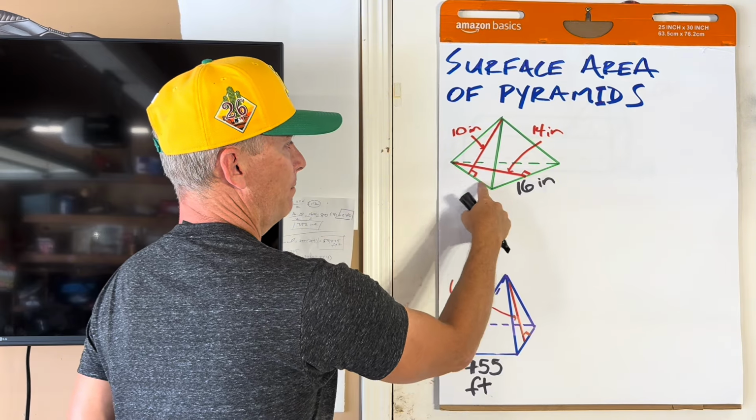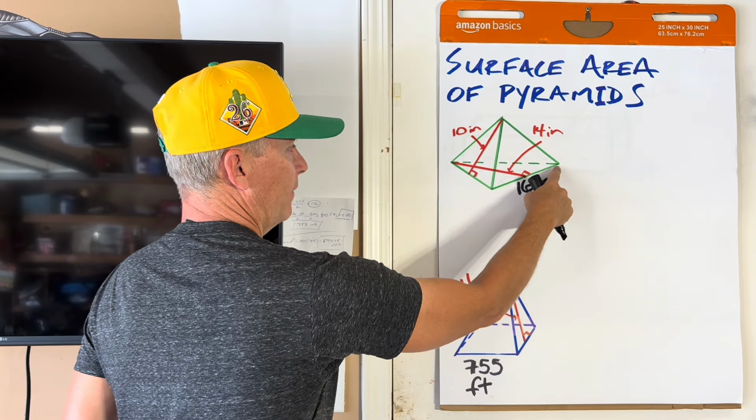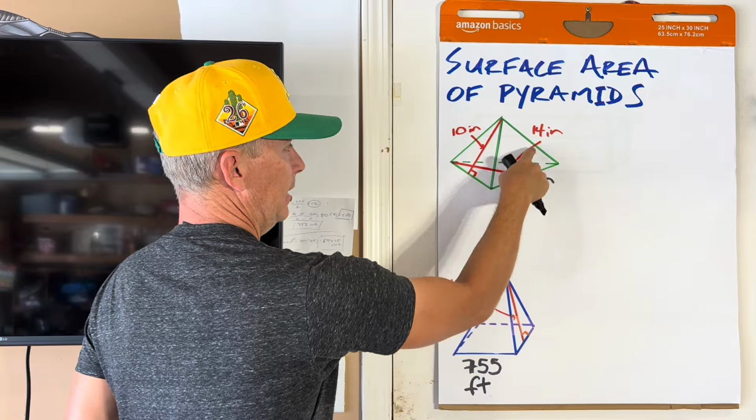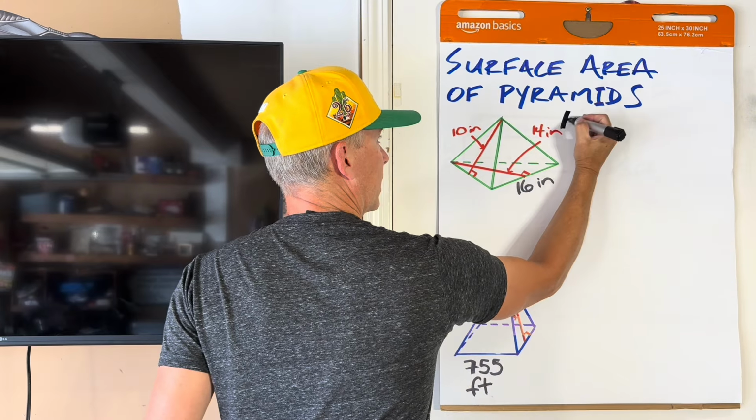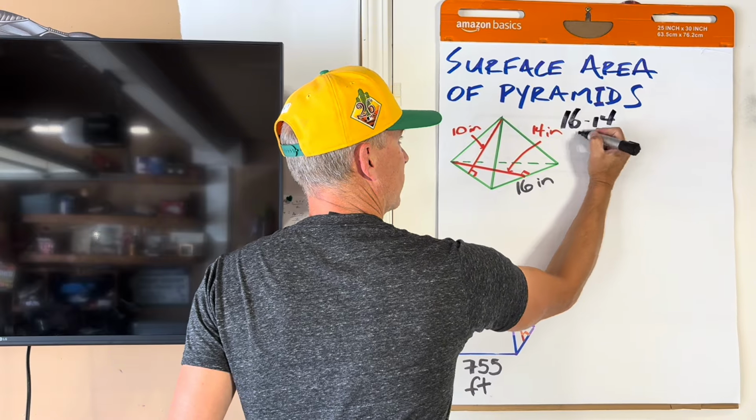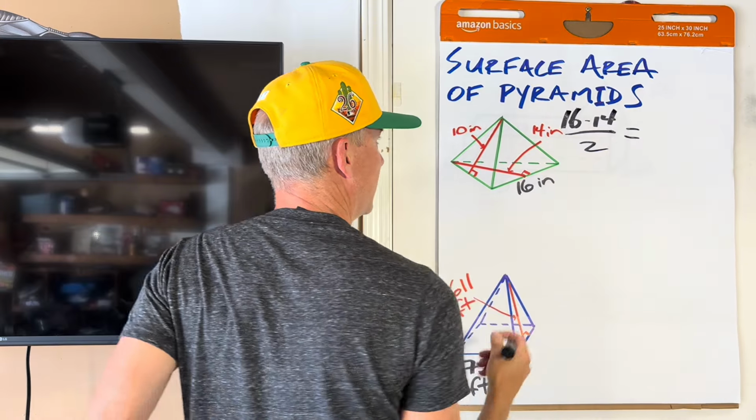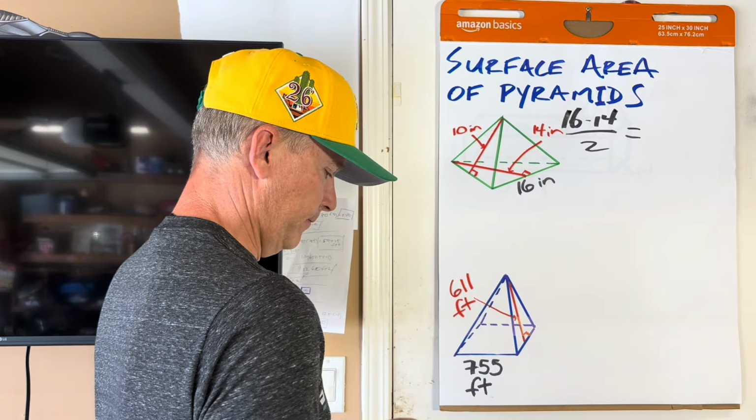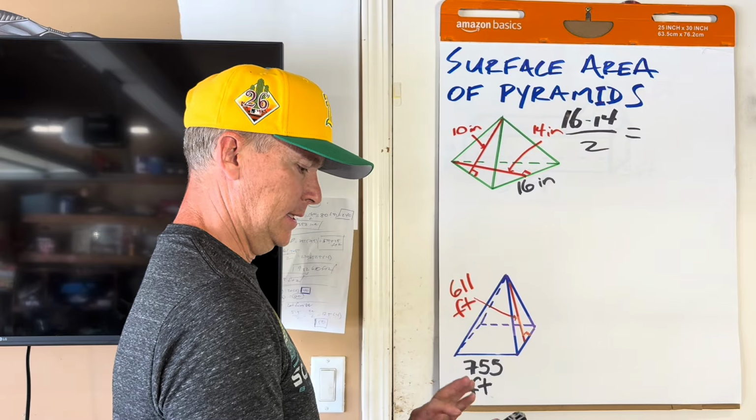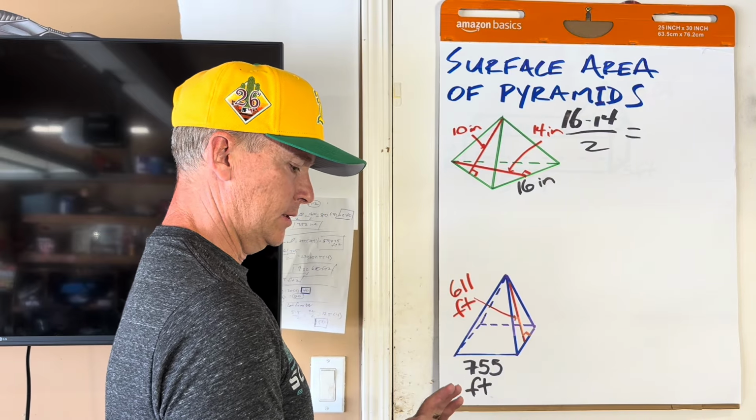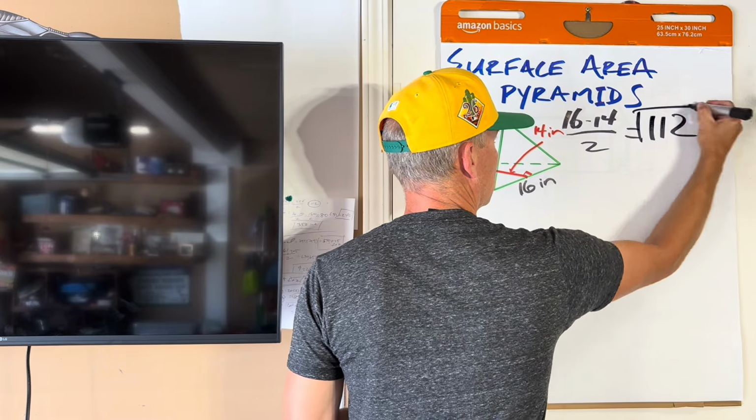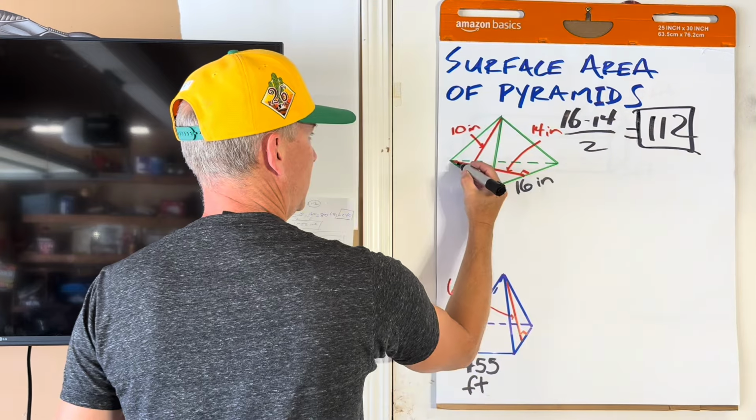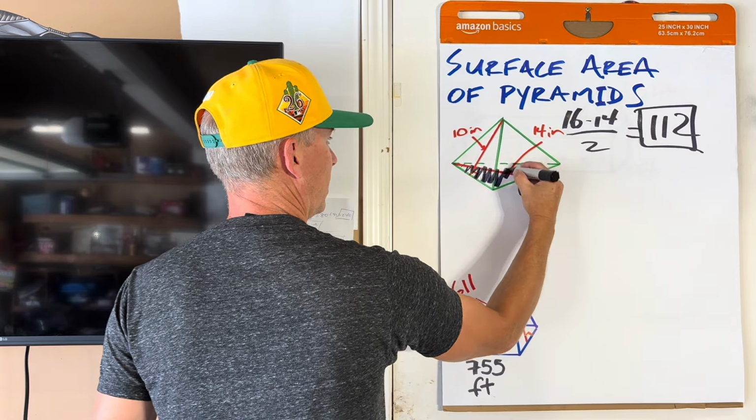For the base, we have 16, and this is 14, so it's 16 times 14 divided by 2. Base times height divided by 2. 16 times 14 divided by 2 is 112. So 112 is the area of the base.